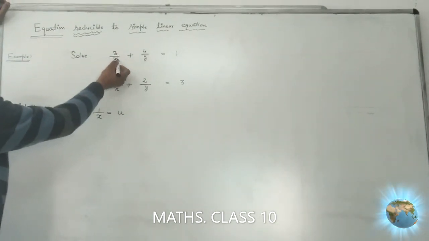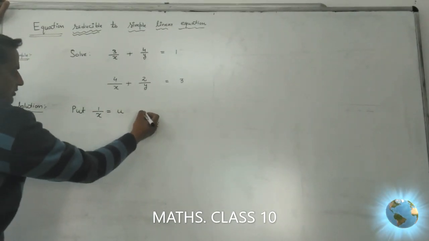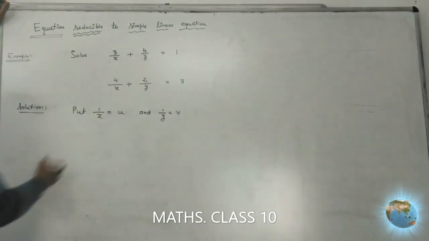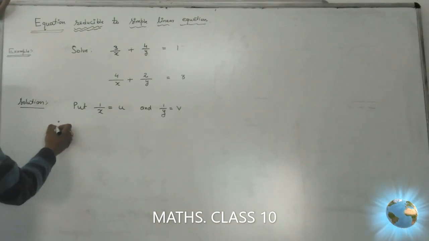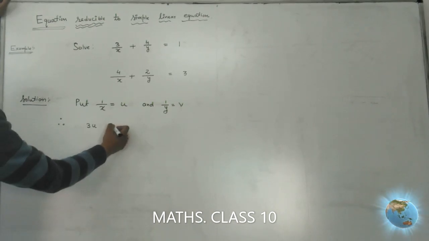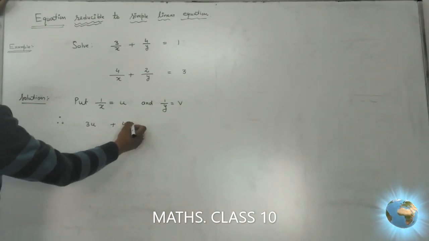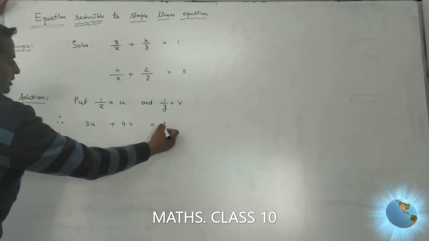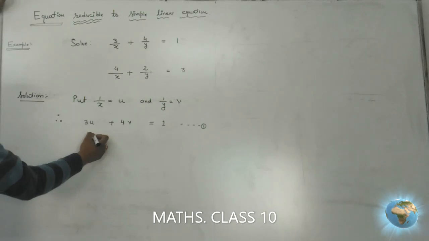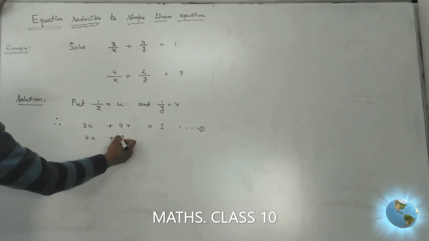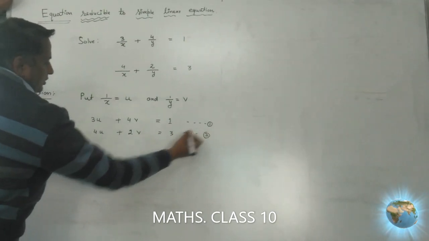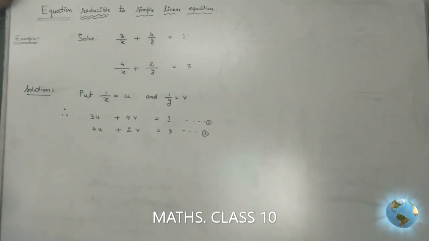First we put 1 by x is equal to u and 1 by y is equal to v. So the given equations become: the first equation 3u plus 4v is equal to 1, call it number 1, and the second equation 4u plus 2v is equal to 3. Now we have simple linear equations.